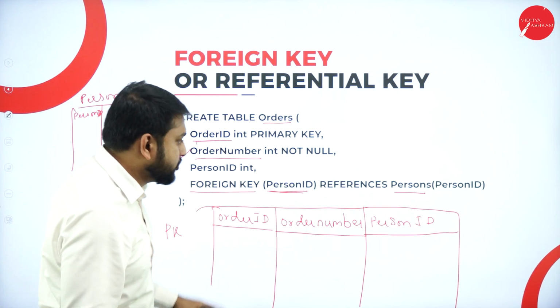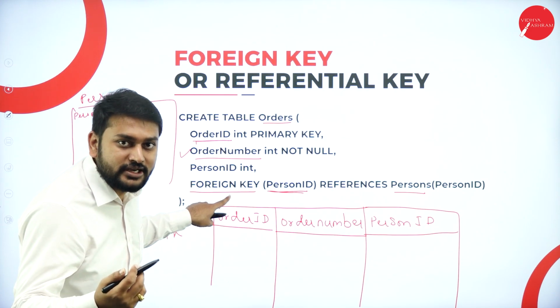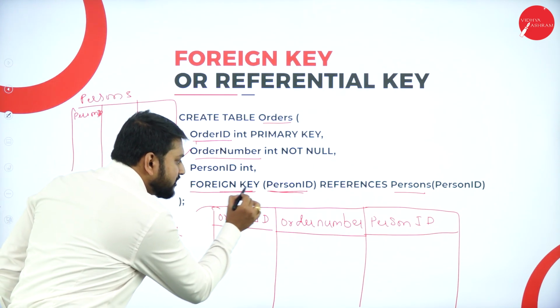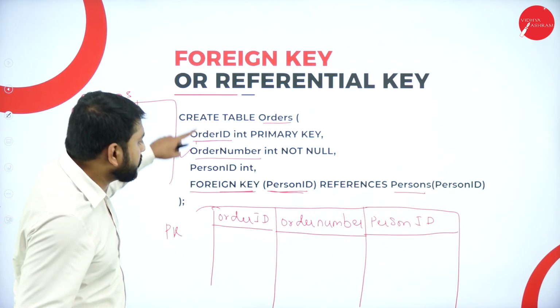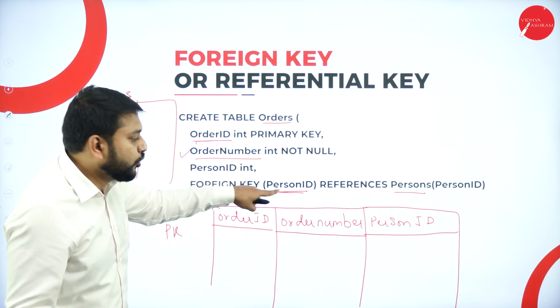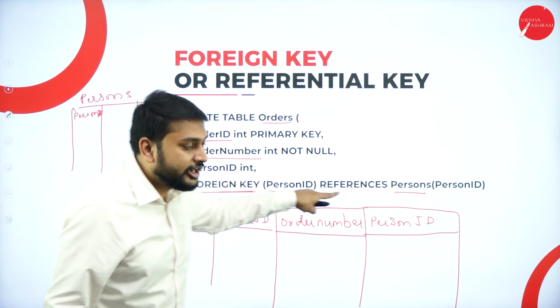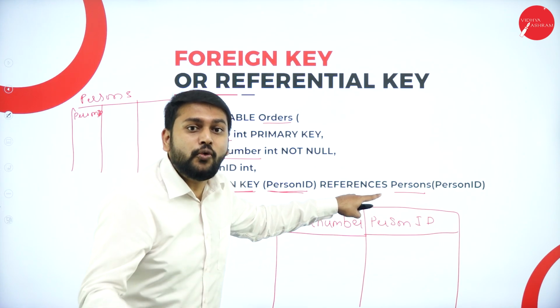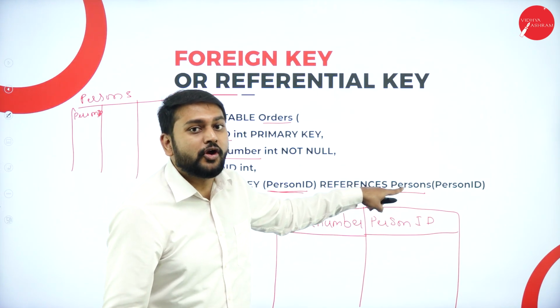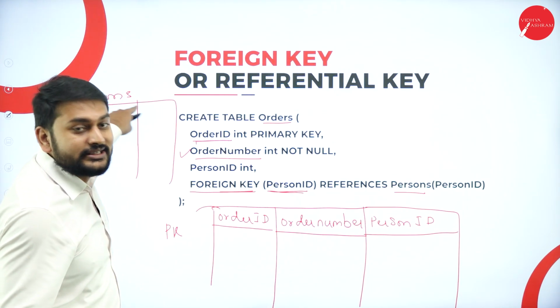So what is that you will mention? First, primary key. Is it? No, foreign key. You have to mention it as foreign key. Which column you want to make it as foreign key? So you have to mention that. Then after that, references. Which table you want to refer? So that table name you have to mention. So person is the table.